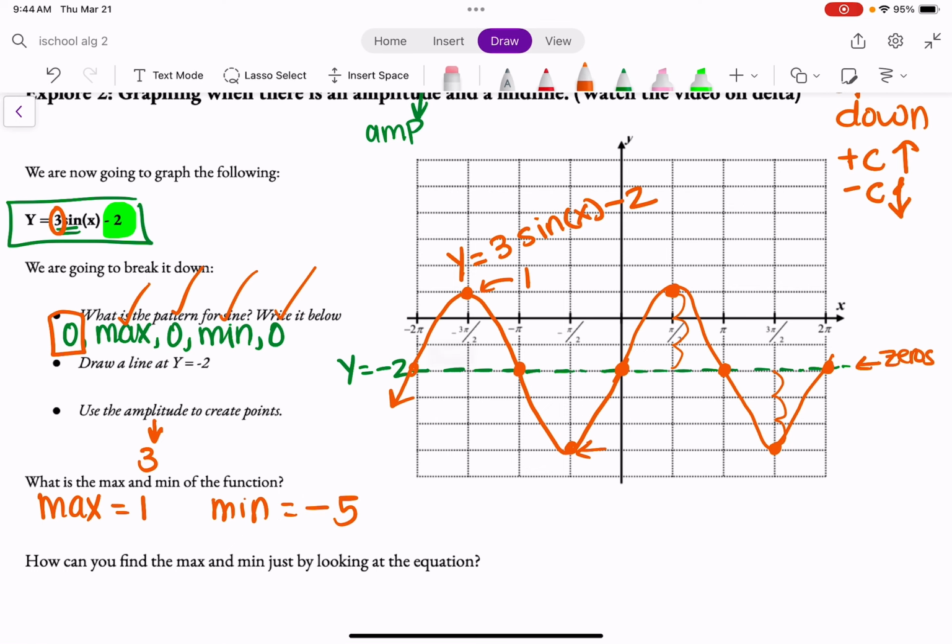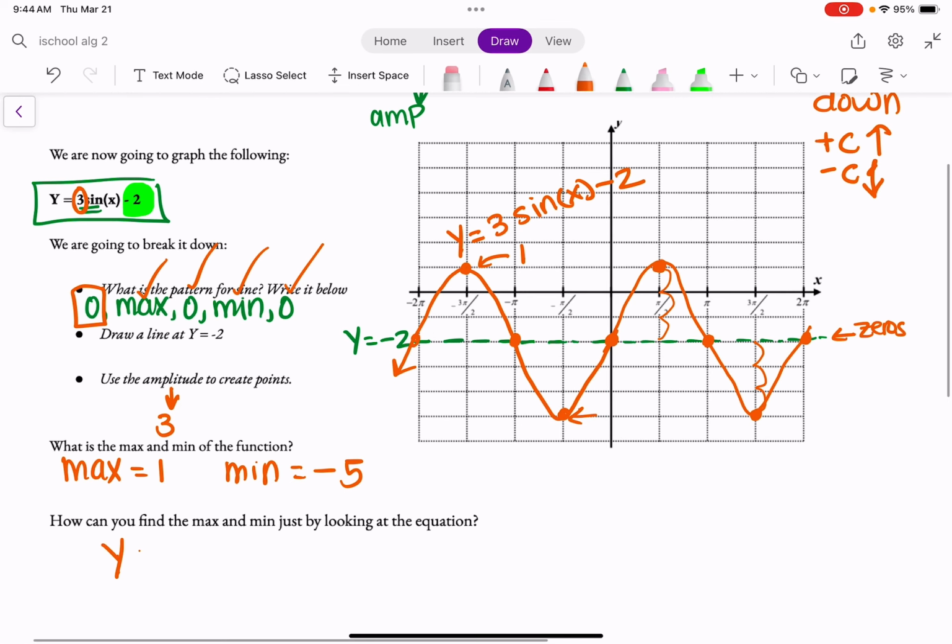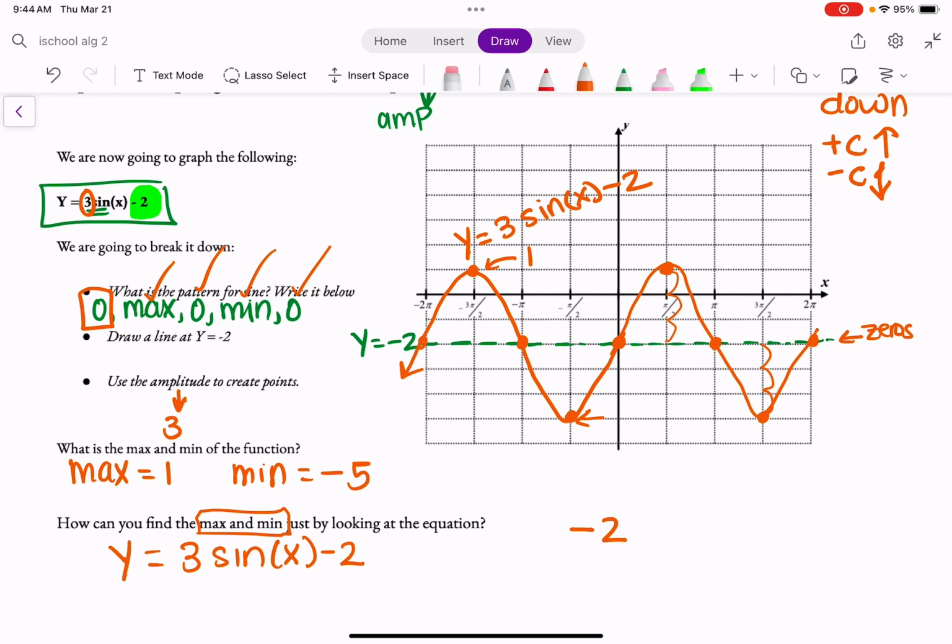And so we have this question now. If I have the equation y equals 3 sine x minus 2, how can I find the max and min just by looking at the equation, right? So you know that -2 is going to be the middle, right? And so we have to go down, and then we have to go up. So we have to go up 3, and we have to go down 3. So if we go up 3 from -2, meaning 3 minus 2, we're going to have 1.